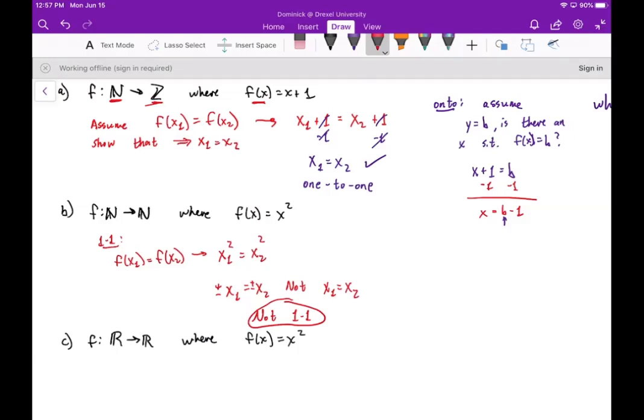Okay, now let's take a look at onto. Again, we would assume that there's a y in our B. Is there an x that would get us there? Now, again, the key is that we're going from natural numbers to natural numbers. We're taking natural numbers to their squares. So what about non-perfect squares?